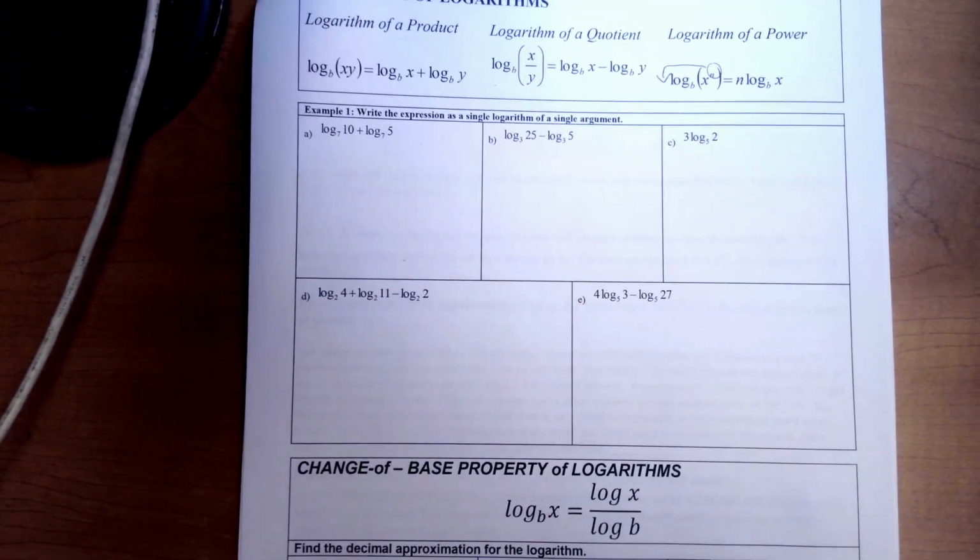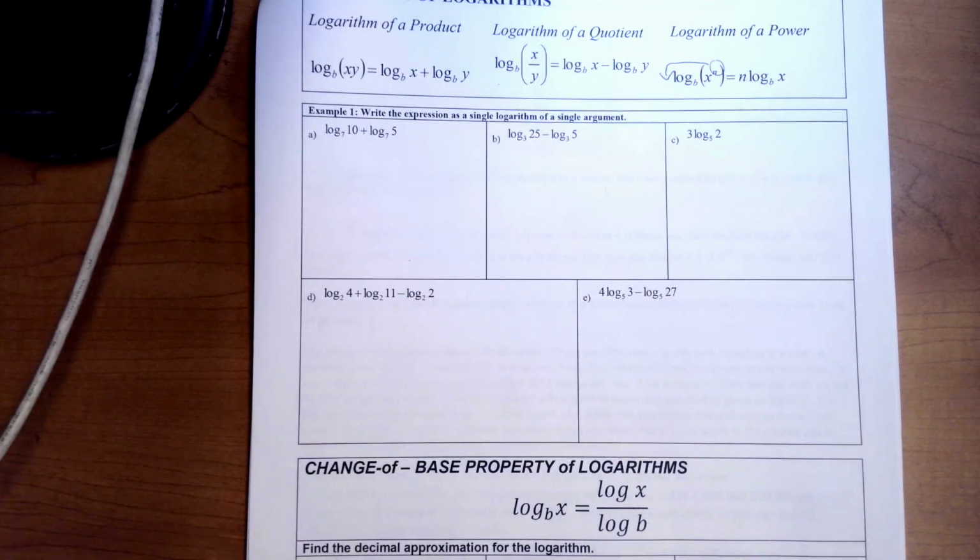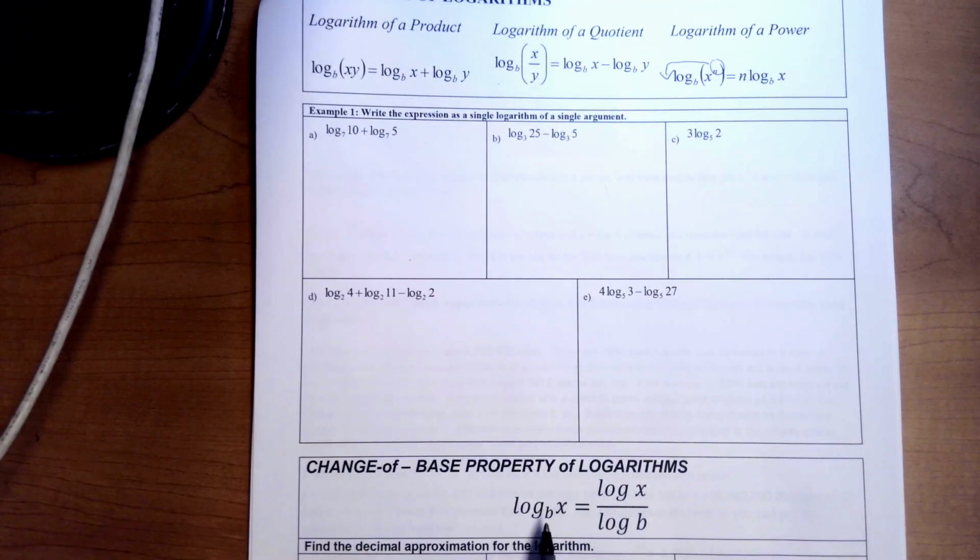And then the final rule that we're looking at today is going to be down here near the end, the change of base property. We have talked about that in the last couple of videos, where the log base b of x is really the log of x over the log of b. Again, this is how we get through this with our calculators.